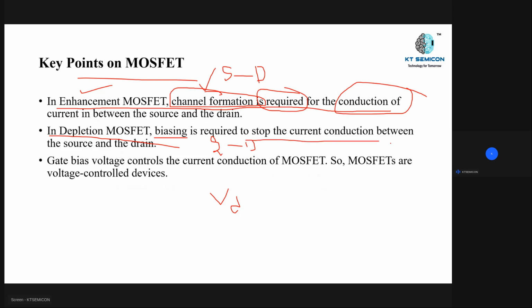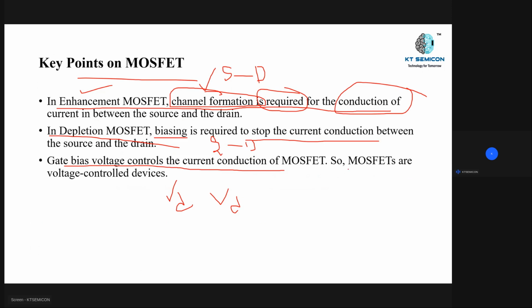Okay, so we need biasing of the current; biasing is mainly required here. Why? Because the channel is already created inbuilt in the depletion type. The gate bias voltage controls the current conduction of the MOSFET, right? Depending on the gate voltage and my VD voltage, we are controlling this current conduction, right?